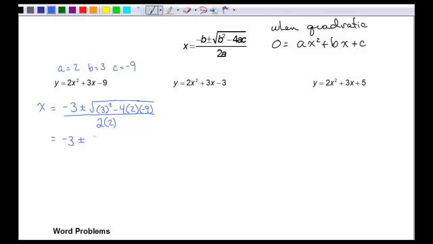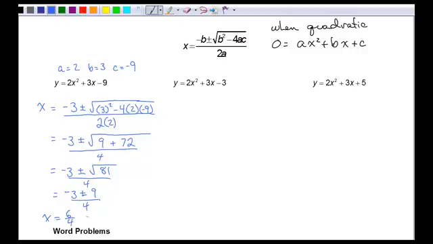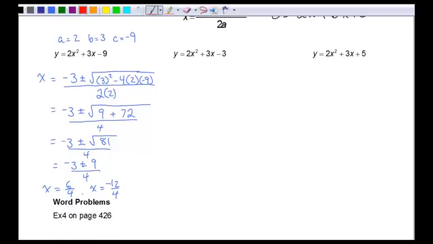Negative 3 plus or minus the square root of 3 squared is 9, negative 4 times 2 is negative 8, and negative 8 times negative 9 is positive 72, all divided by 4. 9 and 72, well, that adds to 81. And the square root of 81 we know is 9. So we get negative 3 plus 9, which is 6 over 4, or negative 3 minus 9, which is negative 12 over 4. And each of those reduces so that we get x is equal to 3 over 2, or x is equal to negative 12 over 4, negative 3.